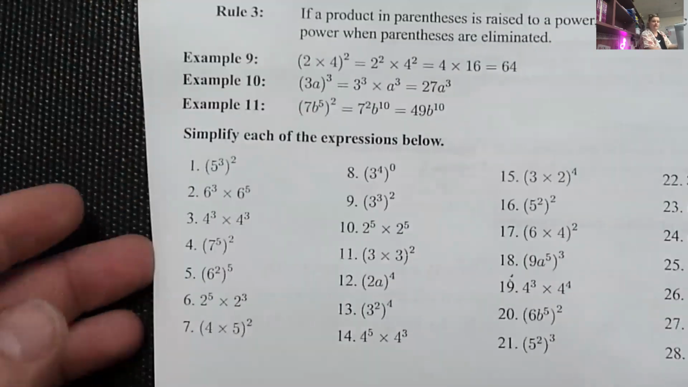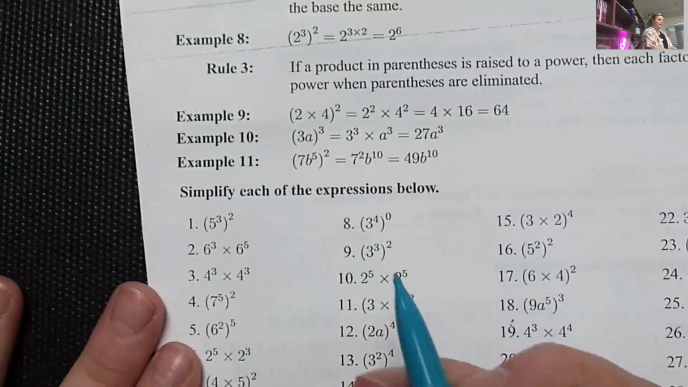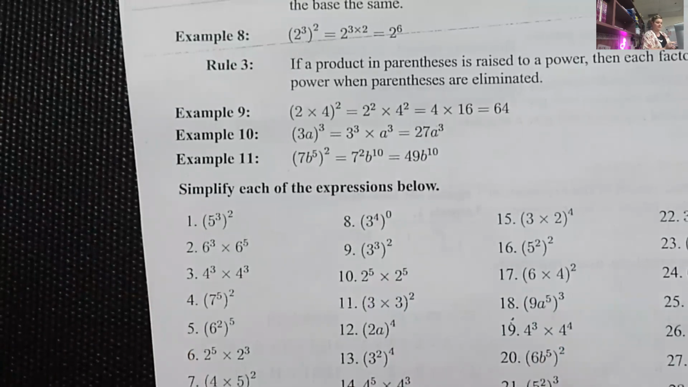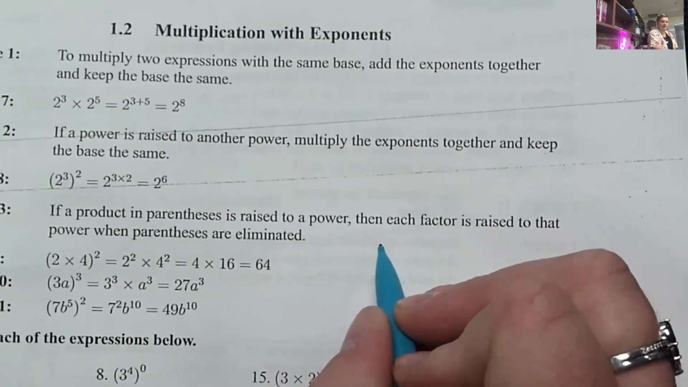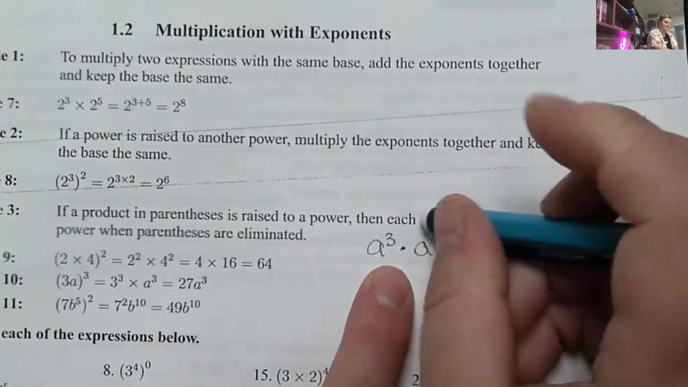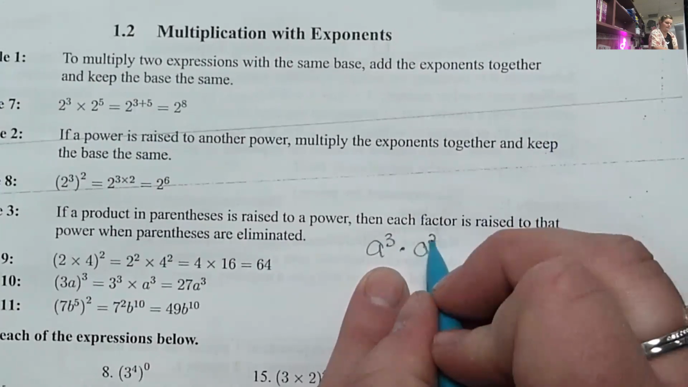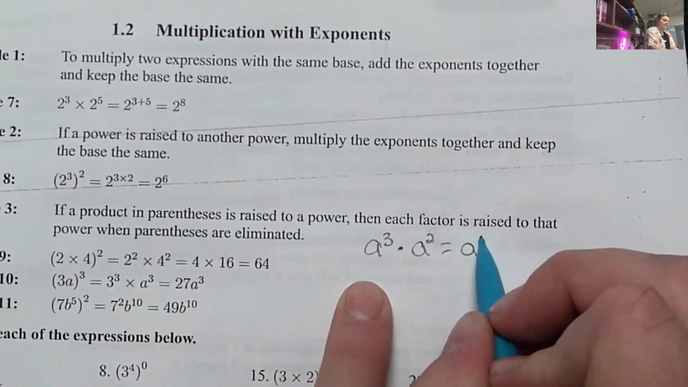1-2 is a little bit harder. So if you're multiplying with your exponents, what you do is you add your exponents. Now, if you have an exponent raised to an exponent, that's when it gets a little trickier. So if I have a cubed times a to the 2nd, if I'm multiplying, I add my exponents. So I'd have a to the 5th.